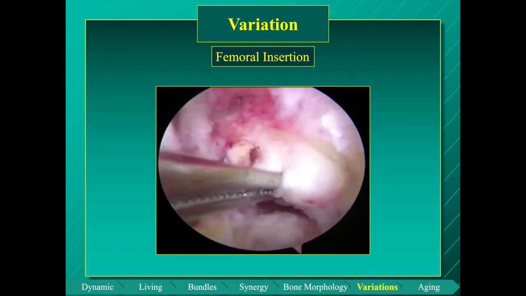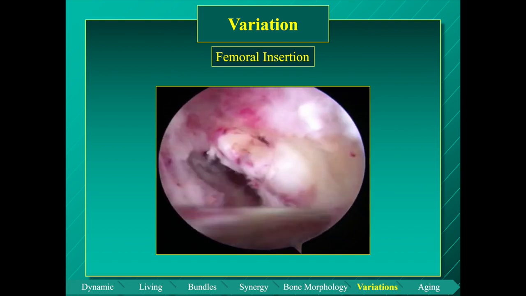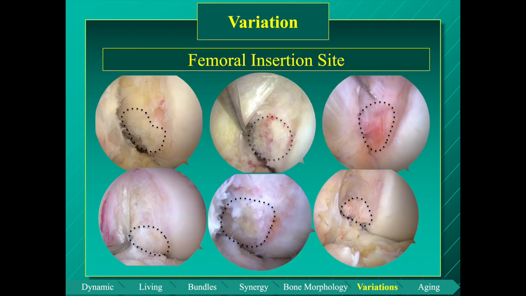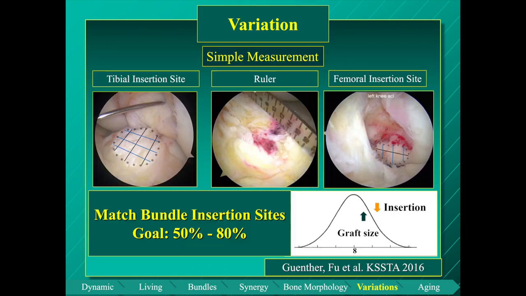Similarly, examination of the femoral insertion highlights the double bundle anatomy. An examination in young patients reveals that the femoral insertion displays variation with regards to its shape and size. To accommodate for this variation, we aim for 50 to 80% reconstructed area.